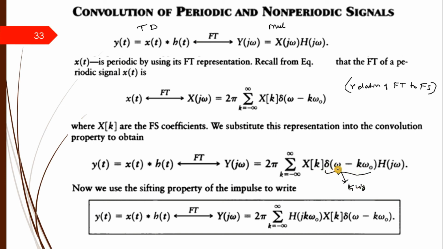Hence I am interested in only this value, that is omega equal to k omega naught. So this value I substitute for omega here. That's why in H of j omega, in place of omega I am writing k omega naught, with x of k as it is, times delta of omega minus k omega naught. So this is the convolution of the periodic signal.